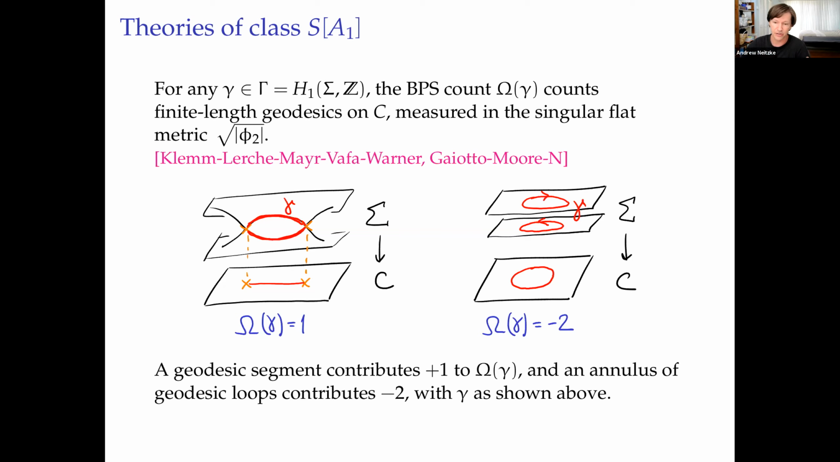So this guy on the left, this geodesic segment contributes omega of gamma equals 1. Well, you can ask, which gamma does it contribute to? In the picture, I've drawn a cycle gamma on the double cover. I just lift that segment up to the double cover. There's a loop there, and that's the charge of this BPS particle. So it contributes omega of gamma equals 1 to that particular gamma.